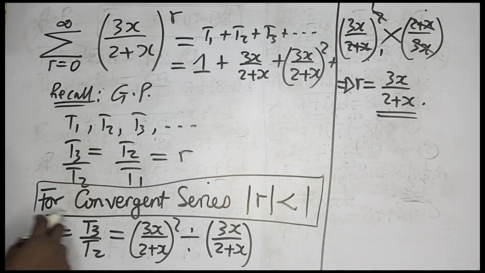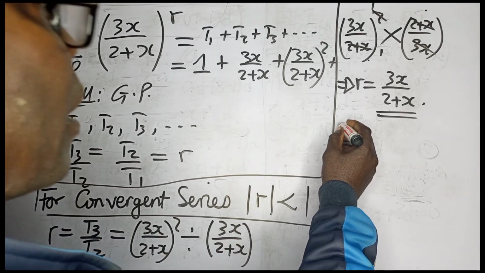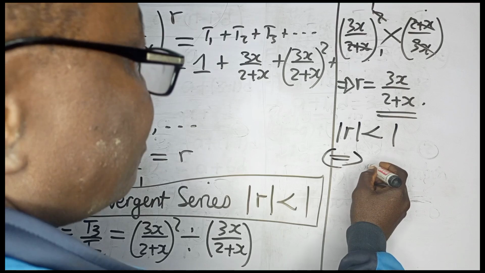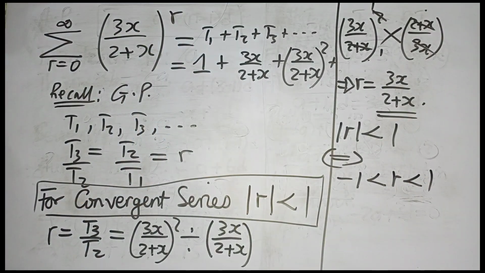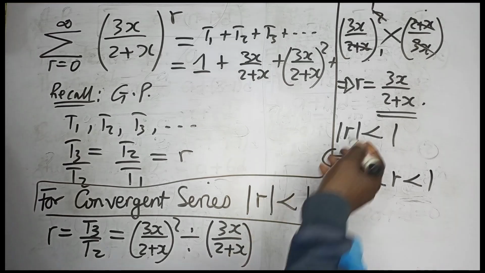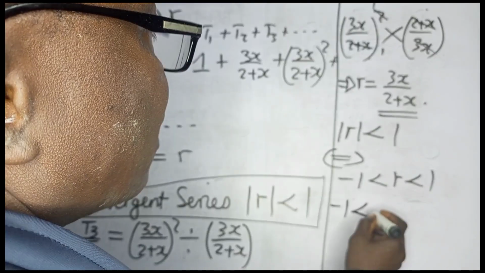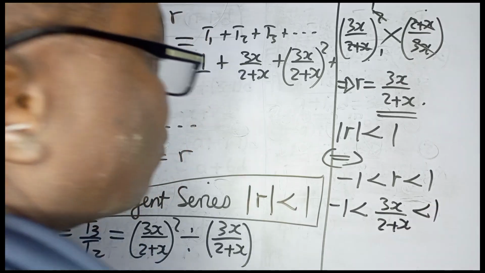So for the series to converge, that condition must hold. If it holds, then we can get the set of values of x for which it holds. Absolute r less than 1 is the same thing as saying -1 less than r less than 1. We all know this property for inequalities. So this is the inequality we have to solve: -1 less than 3x over 2 plus x less than 1.